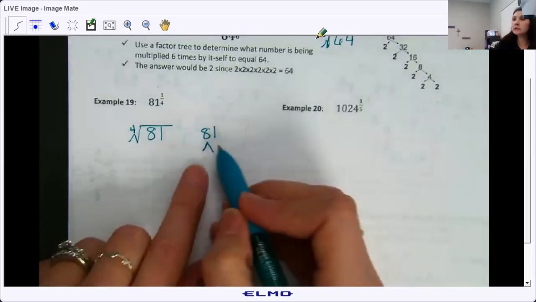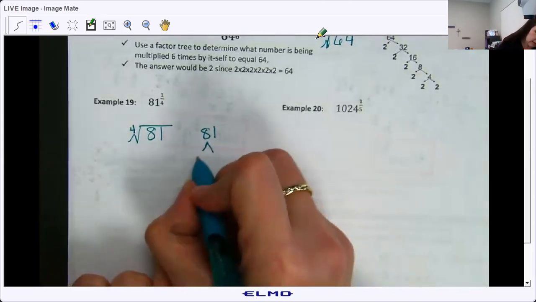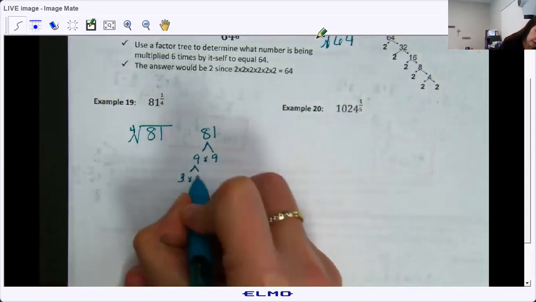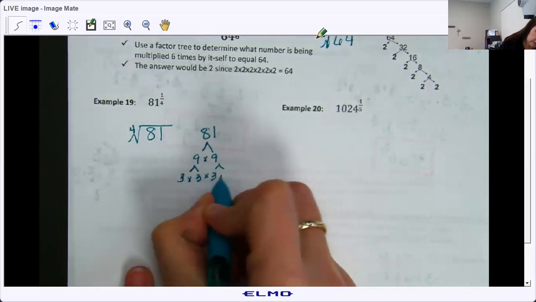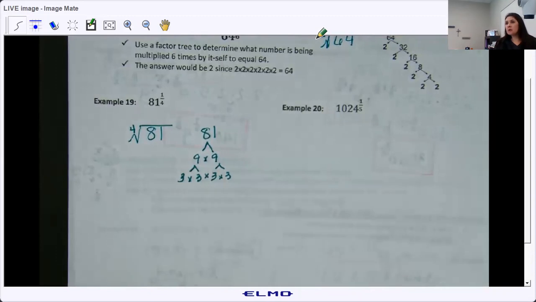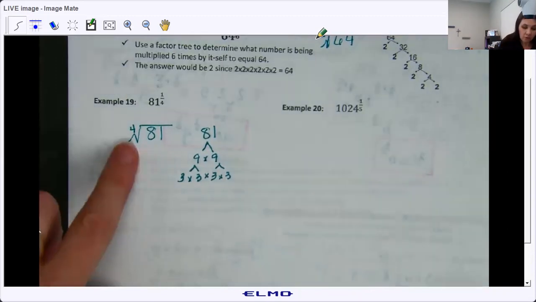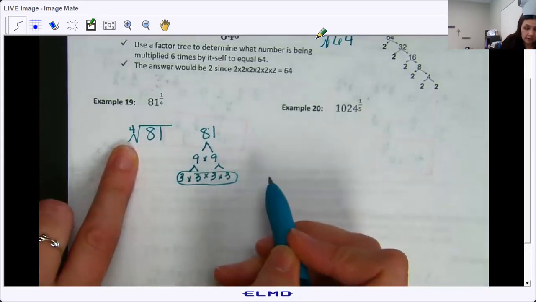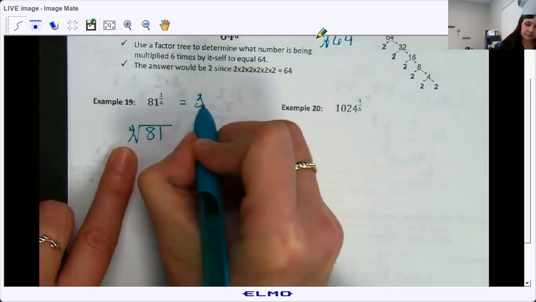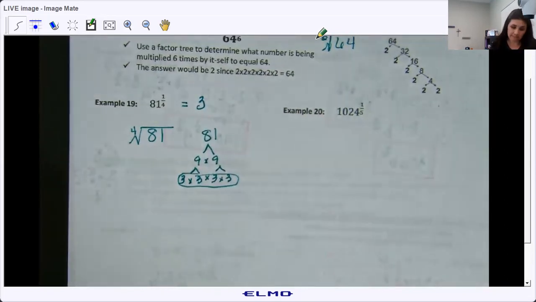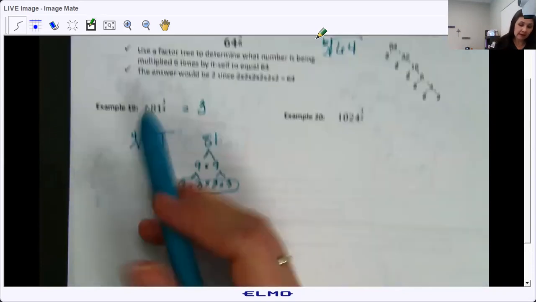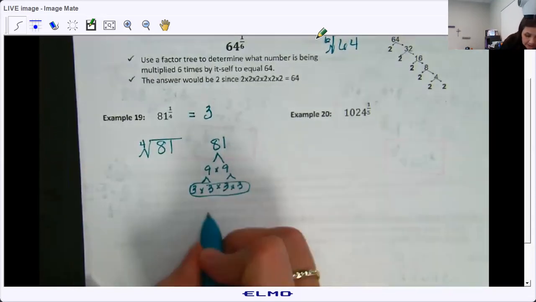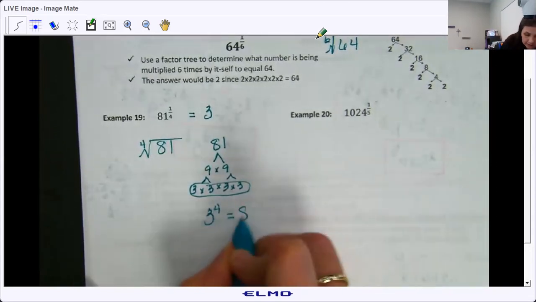So now I'm going to use a factor tree, and 9 times 9 is 81. And then I factor down to 3 times 3, 3 times 3. Once you get all the way down to prime numbers, you're done. So there's 1, 2, 3, 4 3s. So the answer to this is 3. Yes, because 3 times itself 4 times equals 81. 3 to the 4th power, basically, that's what you have, which equals 81.